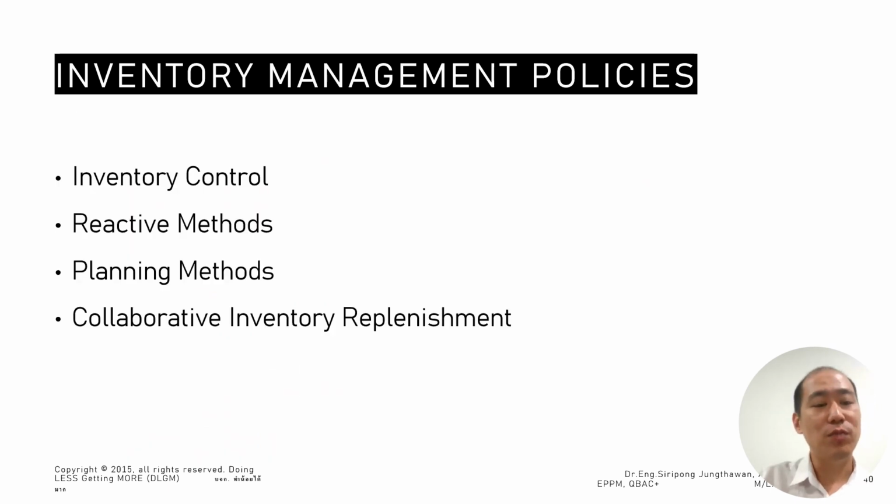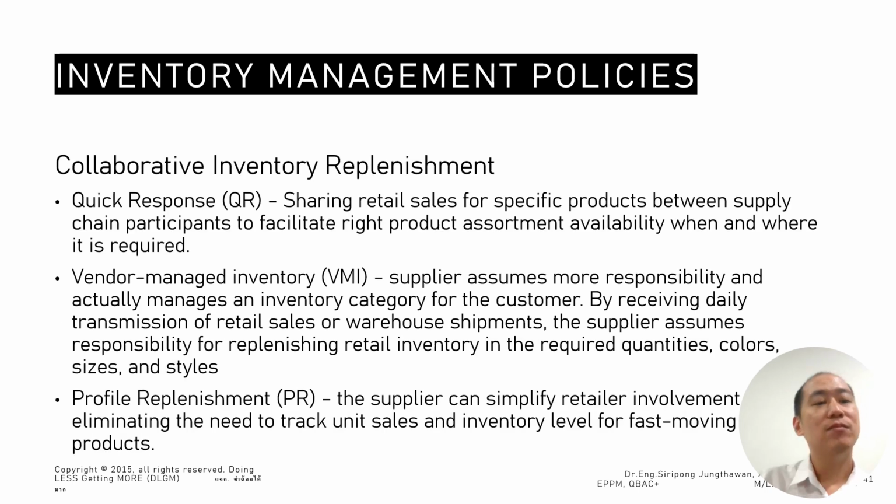Okay, inventory management policy. We have inventory control already. You know about the reactive method, the planning method, and also collaborative inventory replenishment. Collaborative inventory replenishment has 3 ideas. First of all, we call it quick response. Quick response means you know the data, and then you respond back fast. So this idea is used in retail business. Share retail sales for specific products.